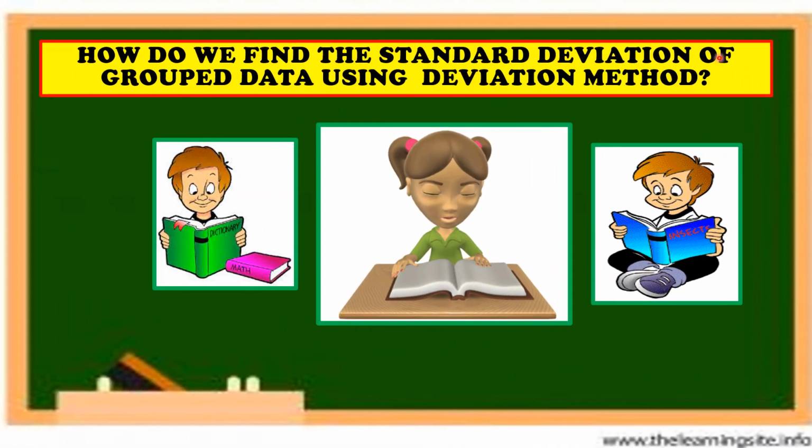How do we find the standard deviation of grouped data using the deviation method? In finding the standard deviation of grouped data using the deviation method, first we need to find D. Then after finding D, we need to find FD. Then after finding FD, we need to find summation of FD. Then we will find FD squared. Then after finding FD squared, we need to find the summation of FD squared, and we apply the result in our formula.